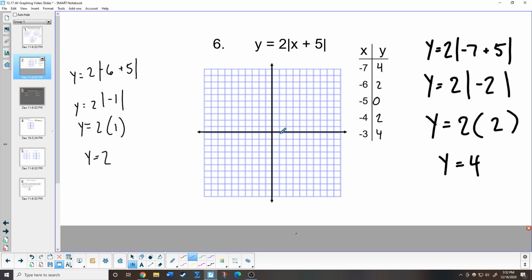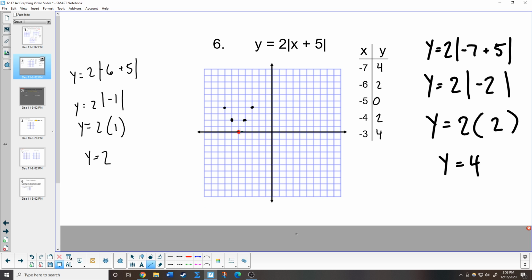All right, so let's graph that vertex first. -1, 2, 3, 4, 5. Oh, I might have miscounted. 1, 2, 3, 4, 5. 0. And we'll go ahead and graph -6, 2. -4, 2. And -3, 4. And -7, 4. All right, and we'll go ahead and connect them.